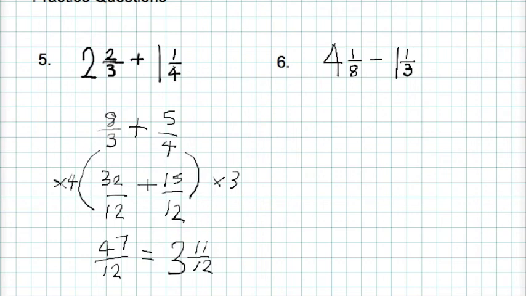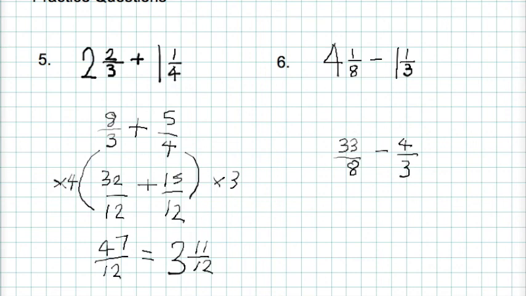Finally, question 6. Same process, we're going to turn this mixed number into an improper fraction. 4 times 8 is 32, plus the 1 gives me 33. So I get 33 over 8. 1 times 3 is 3, plus the 1 is 4, which gives me 4 over 3.